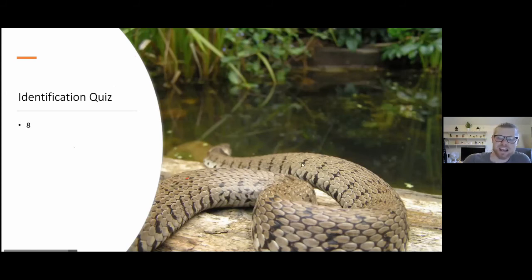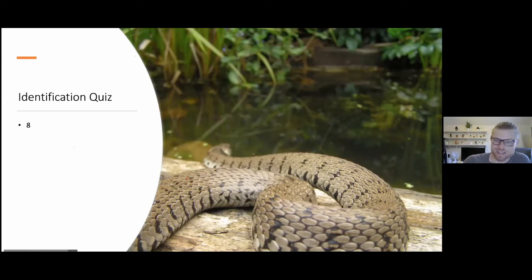Olive green coloration. You can just about see the yellow color there. You can see the black bars as well, but no zigzag pattern, so it's certainly not an adder. And I would actually use the habitat in the picture as well. It looks like this individual is about to go into that pond.